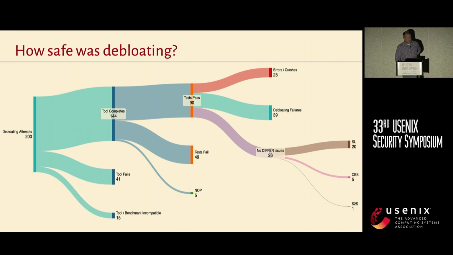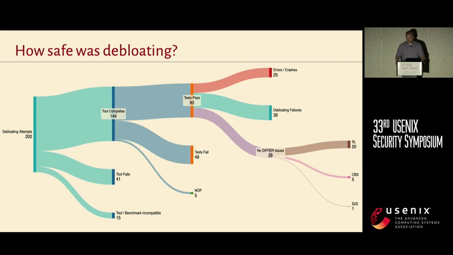All right, so I alluded earlier that safety was a big issue. We did our differential testing with a novel tool we built called Differ, which is available on GitHub, by the way. So if you recall, we had 90 tests that passed. When running them through differential testing, we found that 25 of them had errors or crashes that weren't detected in the original functional test, and 39 of them failed to remove one or more of the functions that were marked for debloating. Now, that's not necessarily a deal breaker.